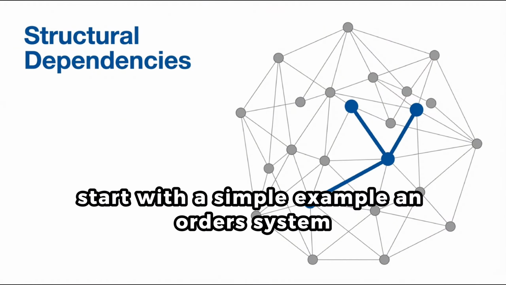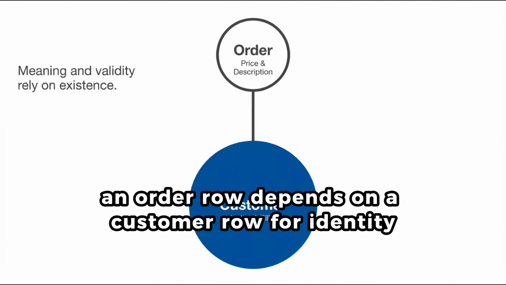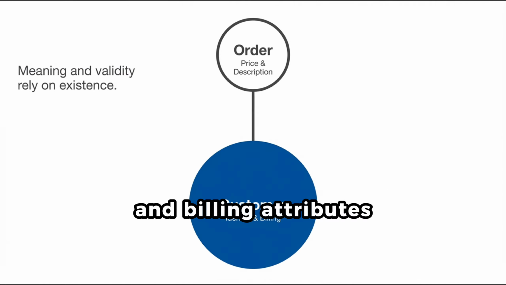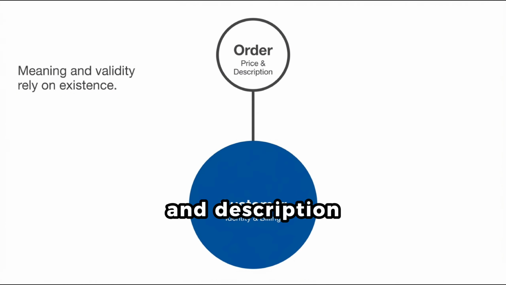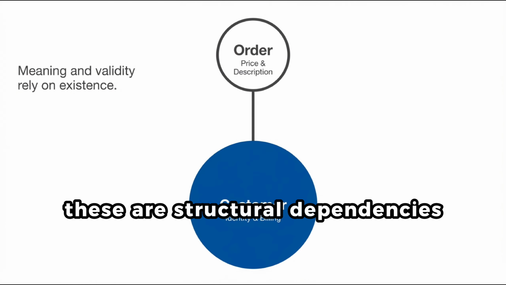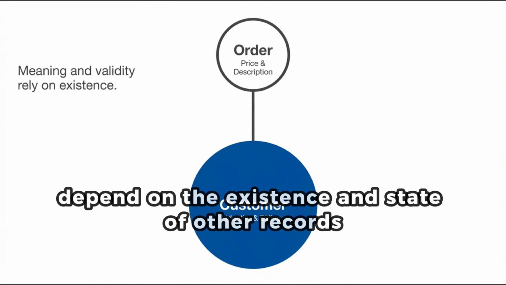Start with a simple example, an orders system. An order row depends on a customer row for identity and billing attributes. An order line depends on a product row for price and description. These are structural dependencies. The meaning and validity of one record depend on the existence and state of other records.